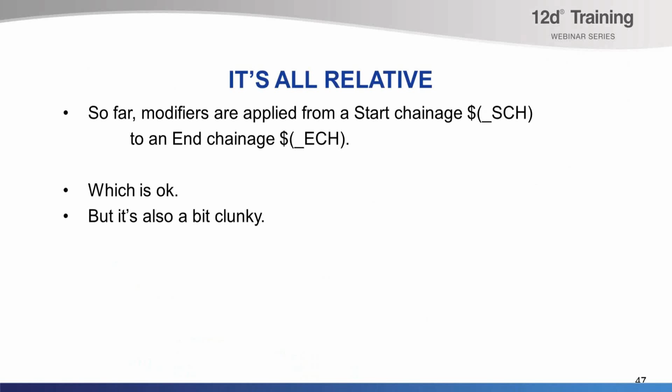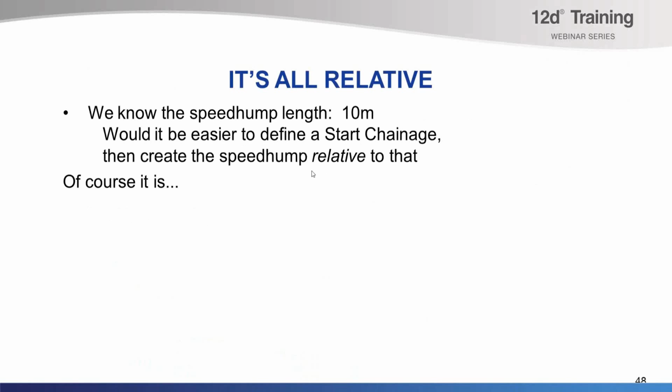So we're actually defining the length of the speed hump by putting in a start chainage and an end chainage, which is perfectly fine. But again, you know how much I don't like typing, so it's all a bit clunky. I want to just put in one value. So we know our speed hump is 10 meters long, so can't we just define the start chainage and then create everything relative to that?